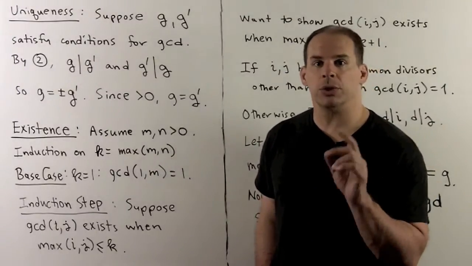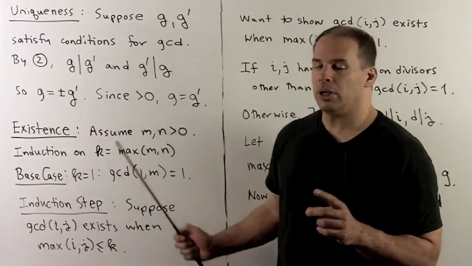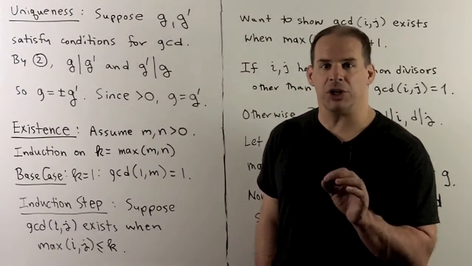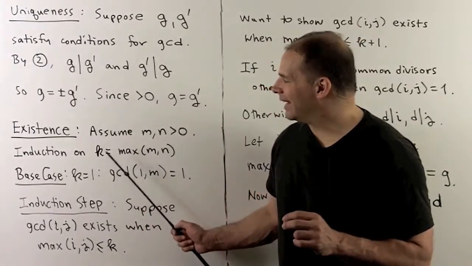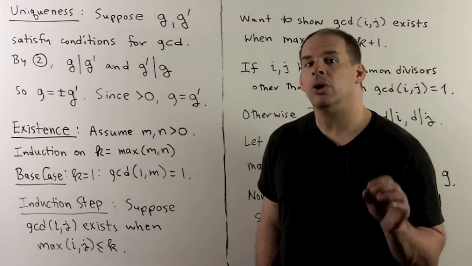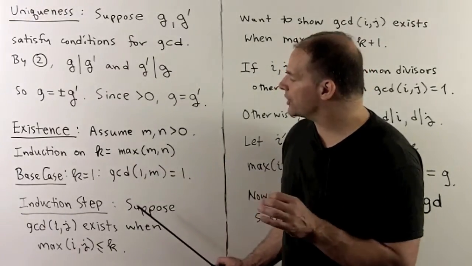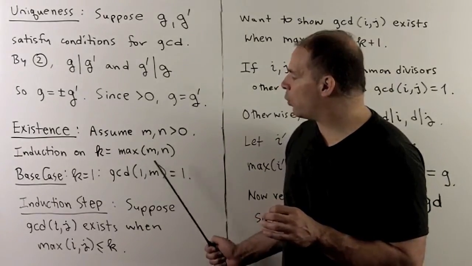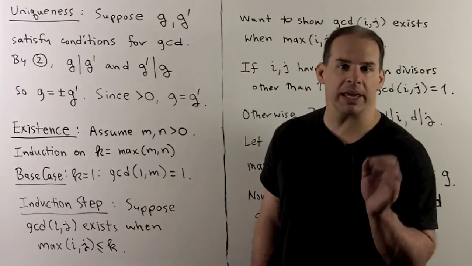For existence, we'll use proof by induction. We'll assume that m and n are positive integers. Our induction is going to be based on k equal to the maximum of m and n. For our base case, k equal to 1, we have the stronger statement that if I take the greatest common divisor of 1 with any positive integer, we get 1 back. So that's our base case.